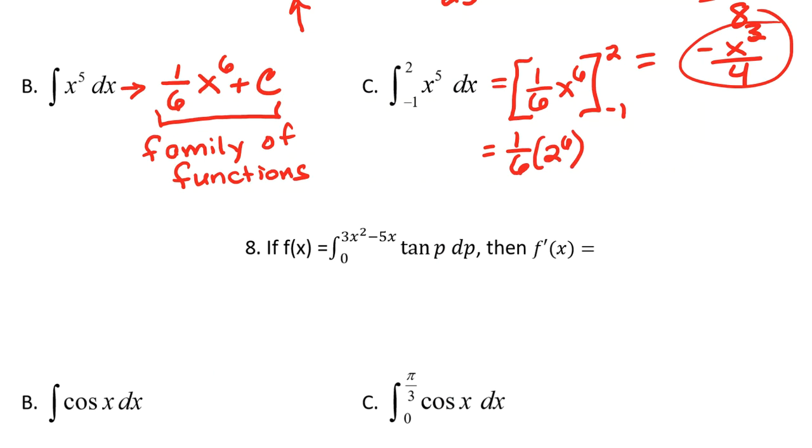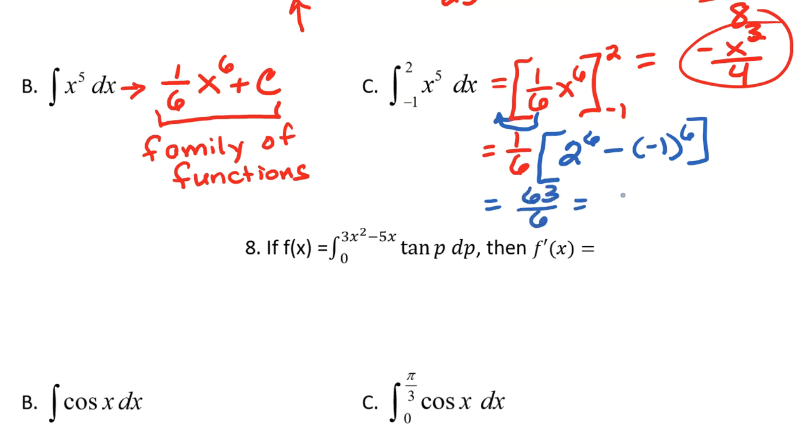Oh, and here, let's actually talk about this constant. Would it make more sense to move this 1/6 out as a GCF? So we could do 2 to the 6th minus negative 1 to the 6th, and then deal with that 1/6 at the end of the problem. So here we'll have a 64 minus 1, so 63 over 6 if my arithmetic is right. So we could reduce that to 21 halves or write it in decimal form. That is your choice.